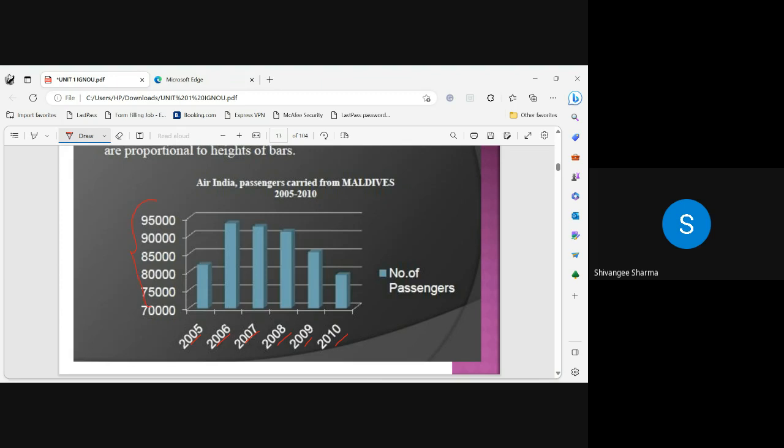These are the number of passengers for Air India from 2005 to 2010. We take it on the x-axis, and generally on the x-axis, the independent variable is always taken. Then we plot the graph like this, taking the amount and the bars for the particular year. I hope this bar chart is clear to everyone.